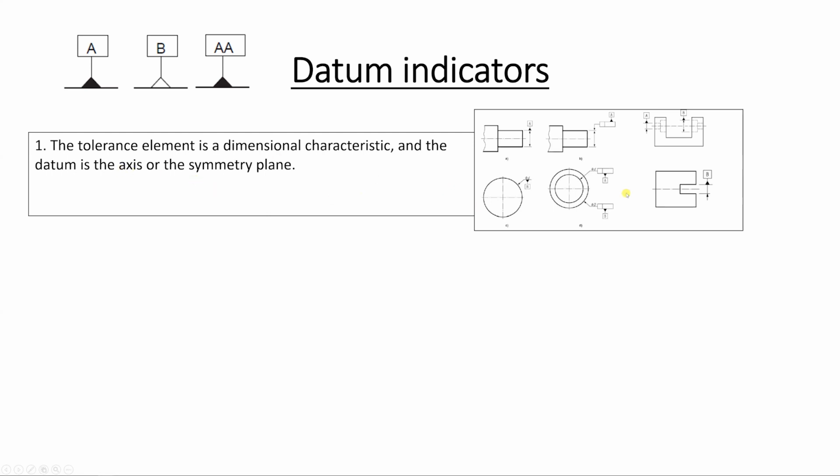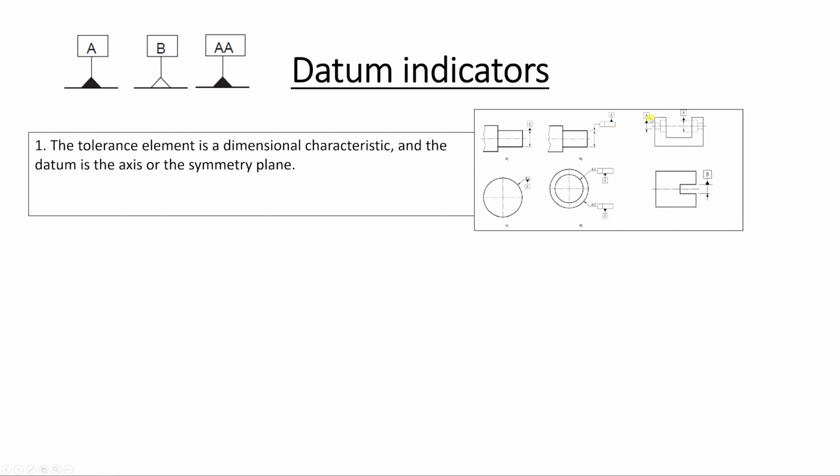As we see here on the right side, we have different examples where the toleranced element is a dimensional characteristic and the datum is the axis or the symmetry plane. For example, here it's the axis of the cylinder, and the datum is put on the extension of the quotation line, so clearly it will be here on the center. Here we also have it, but it's represented in another way. For example, here we can have a true position or a concentricity for the cylinder, but it's also a datum.